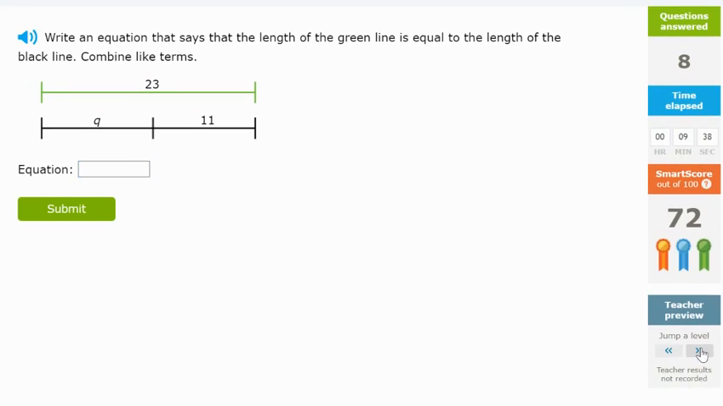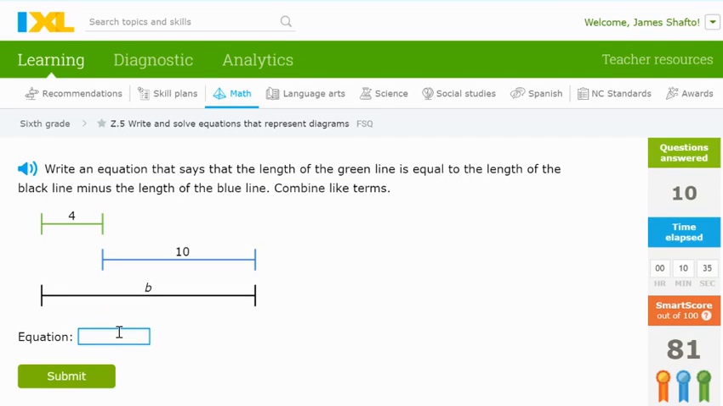I'll skip ahead. Here, this color coding assignment means that you're going to be subtracting. So I'm going to take my whole b, and then I'm going to subtract the blue section, 10. And that's going to be equal to 4. What you might have done is you probably would have thought, oh, well, this is 4 plus 10 equals b. And that would have been correct, but that's not what it's looking for here.